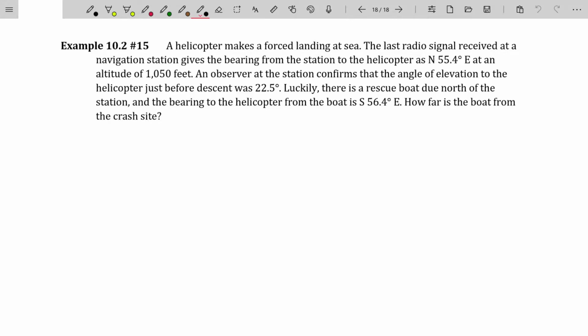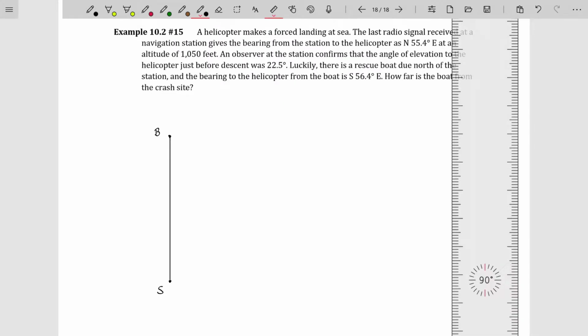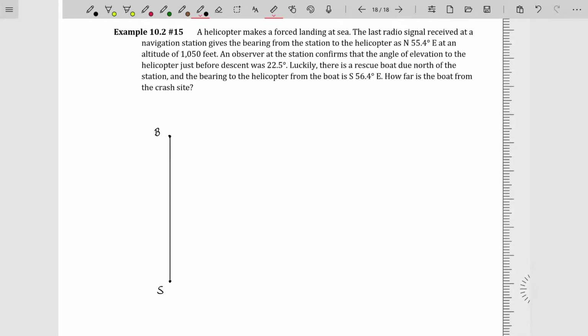Now, the picture, I'm going to take my time drawing it. I'm going to pause the video and take my time drawing it, and then I'm going to describe everything that happens. First of all, I drew the station and the boat there. S is the station, B is the boat. The reason I know that's the way they're aligned is because there's a rescue boat due north of the station. They don't give me the distance. They just say it's due north. So that's the easiest part.